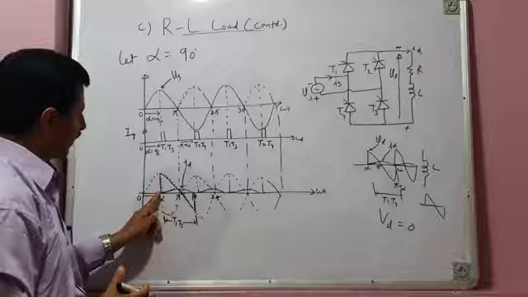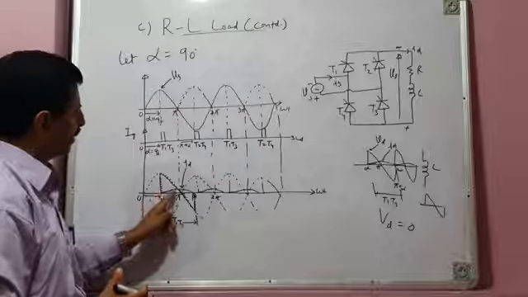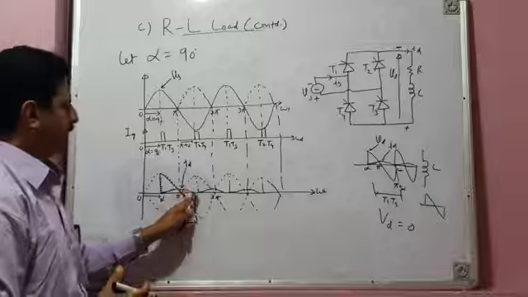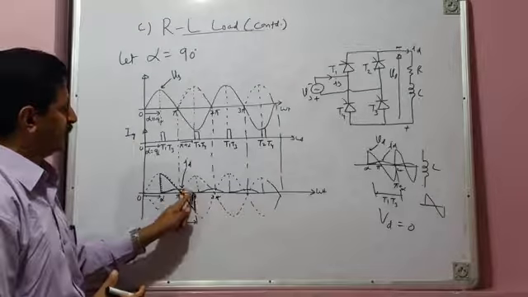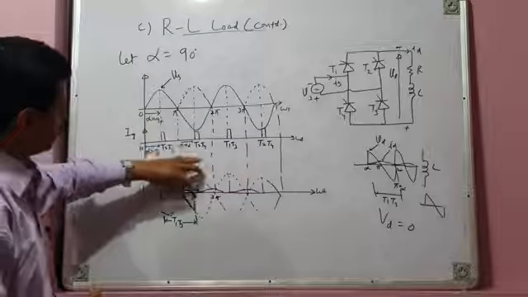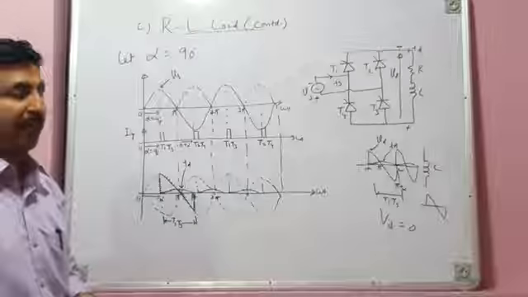That's why current starts rising from alpha, it reaches maximum value between pi by 2 and pi, and then when it falls, it does not last up to the next instant of firing. It becomes zero before that at beta, and this gives positive area more than negative area. So I hope that's clear.